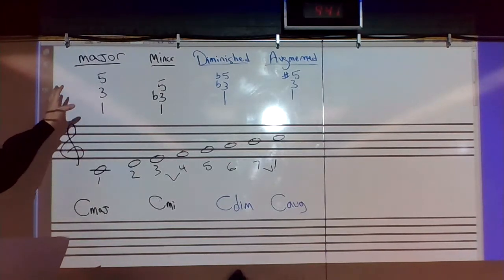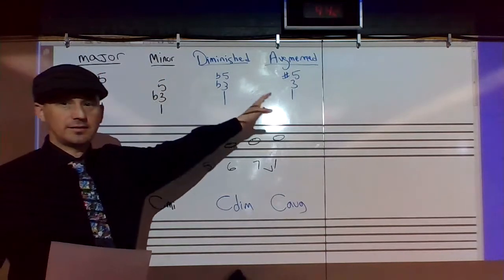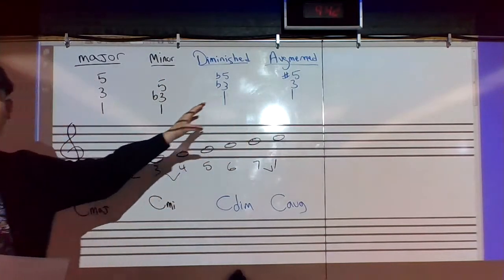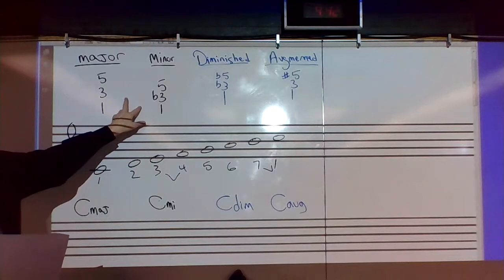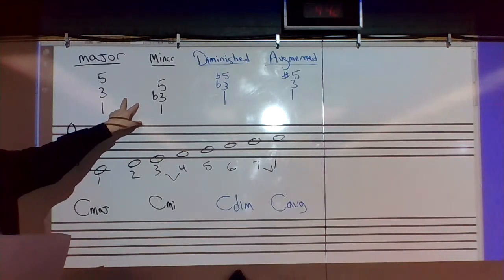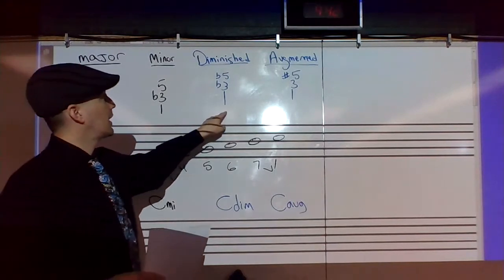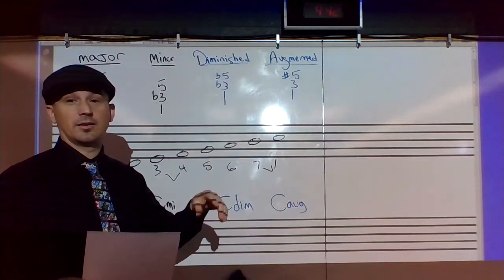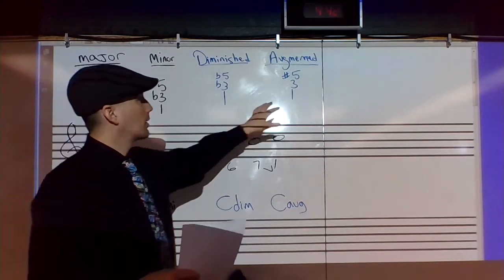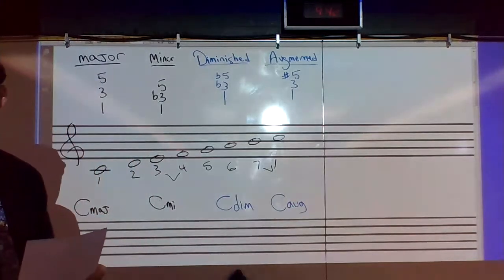Okay, I've listed them from most common to least common in the triad world. Major and minor triads are about equally as common. Diminished triad, a little less common. You're not going to see them quite as often. And augmented triads, you just don't see that much.